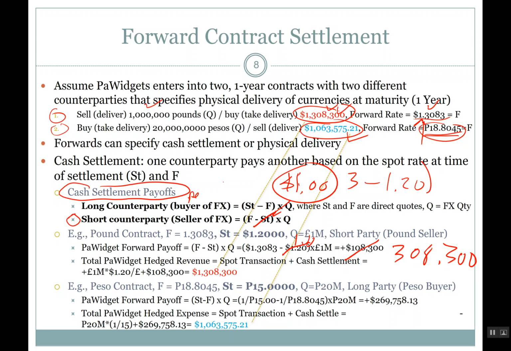Settlement is only on the difference. And then you're on your own to sell the pounds in the market. All right, let's do the opposite. Here's when you really know you got it. What if the pound is worth $2?